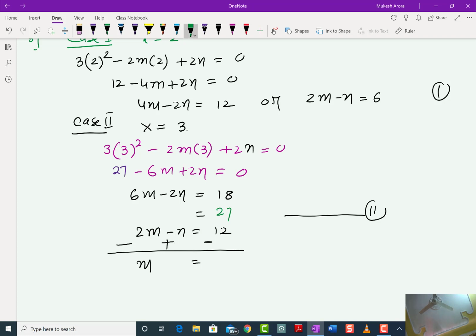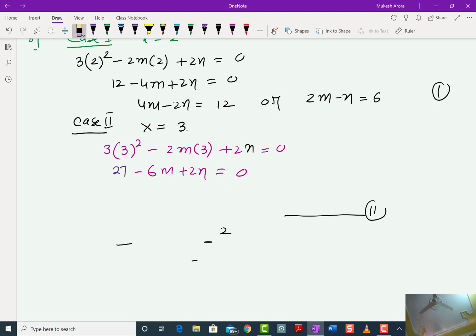This will be... so the first equation was 2m minus n is equal to 6. The second was 6m minus 2n is equal to minus 27.